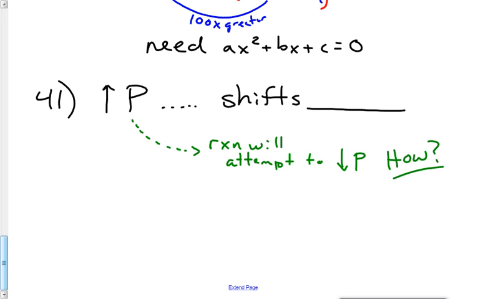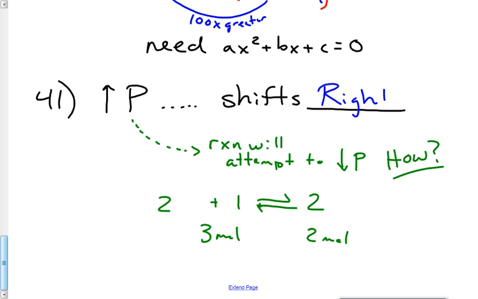So how do you have more or less pressure? By having more or less gas. If you have less gas, you have less pressure. If you have more gas, you have more pressure. So if you look at 41, and it's really important to look at this in terms of moles, it has 2 plus 1, and then this side has 2 moles. So this has 3 moles of gas. This has 2 moles of gas. So I want to decrease pressure, so it's going to shift to the right. You might want to jot something down.